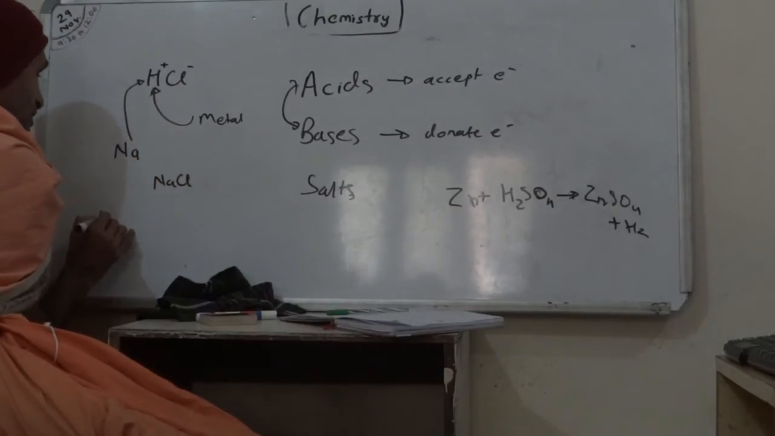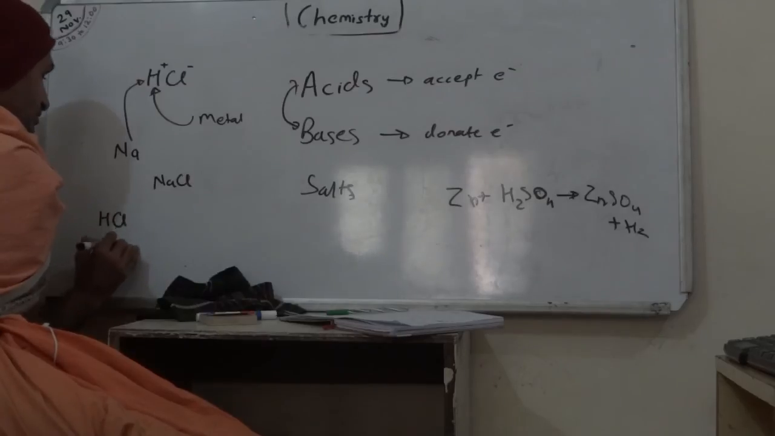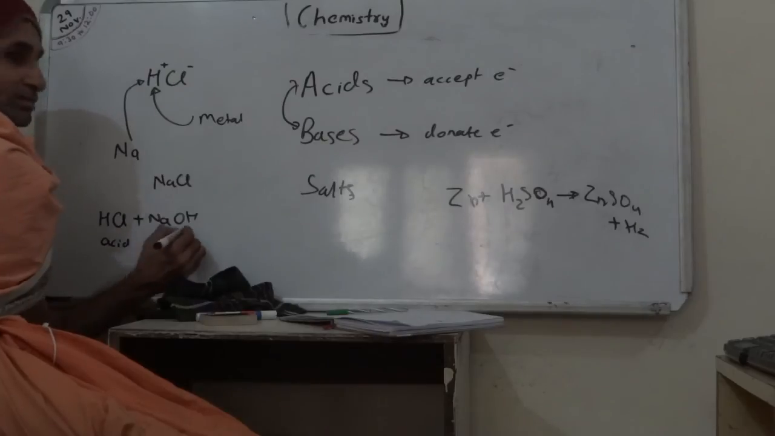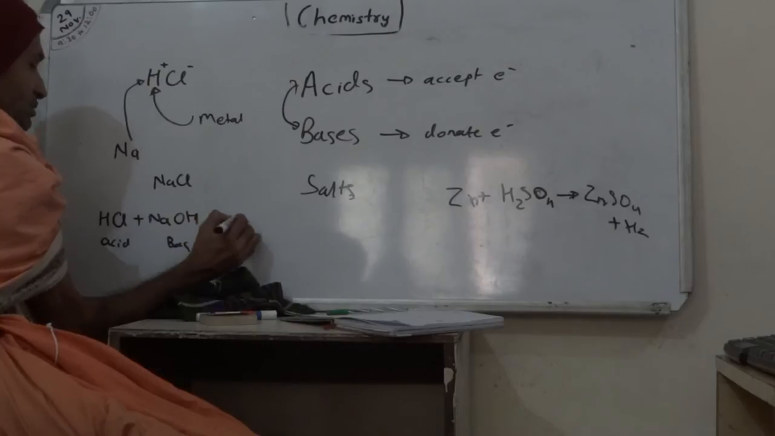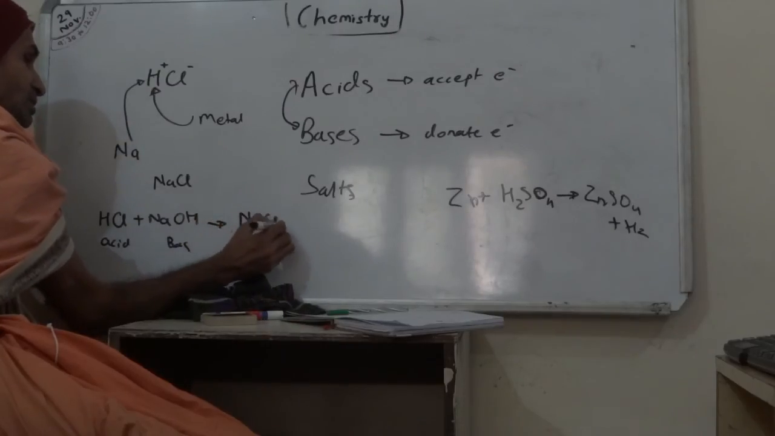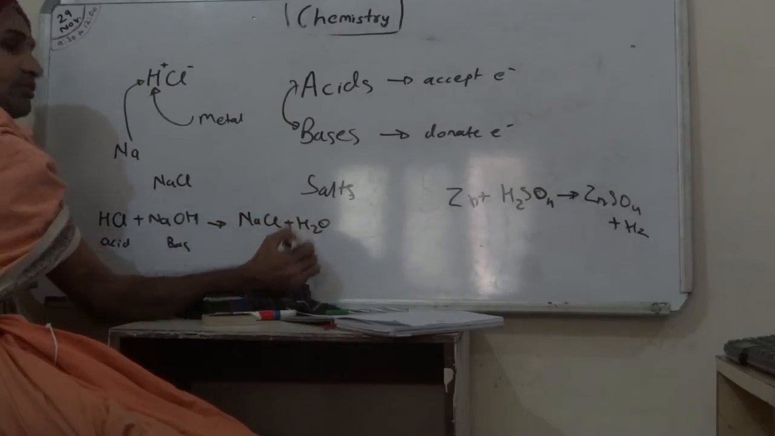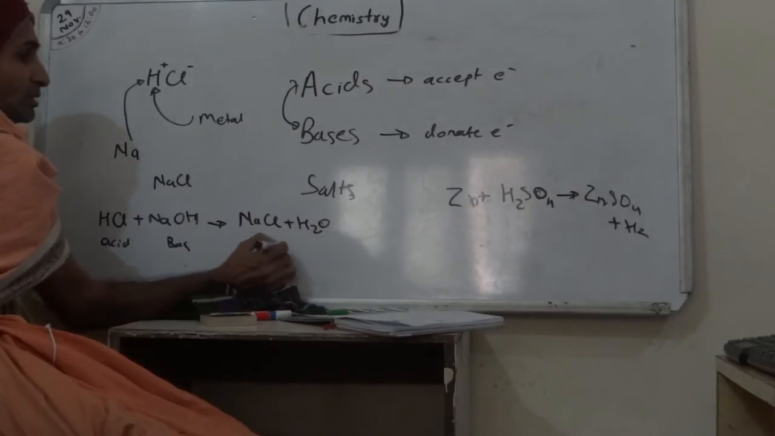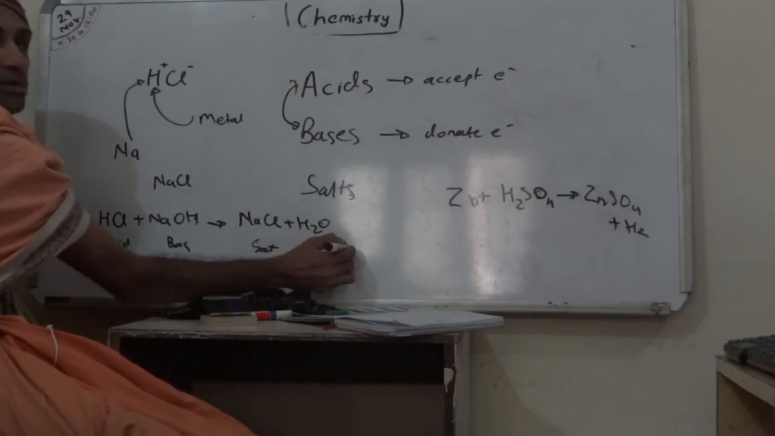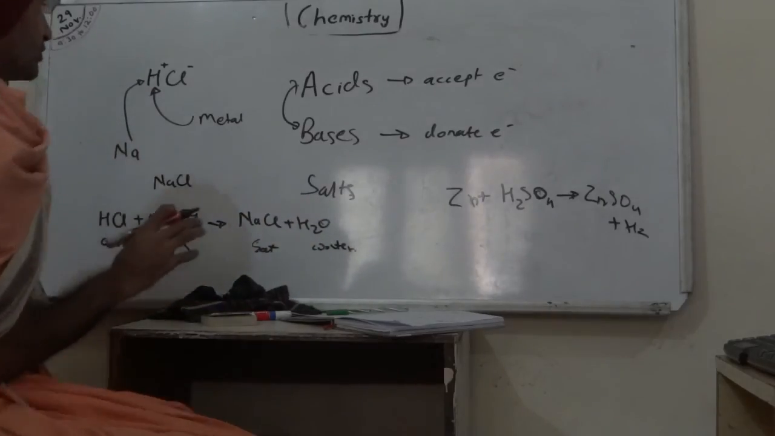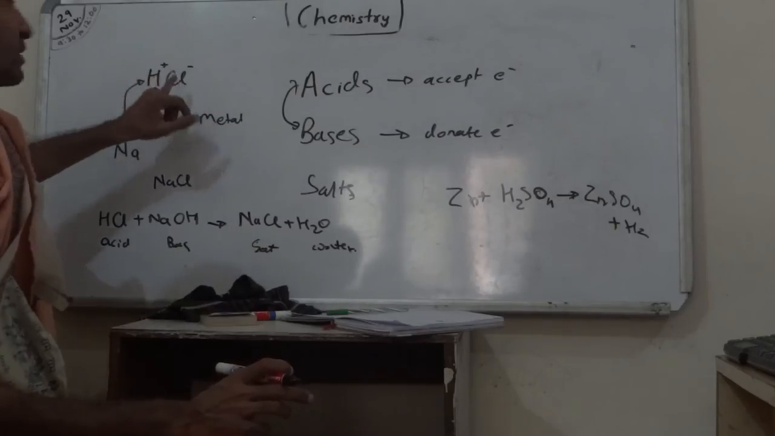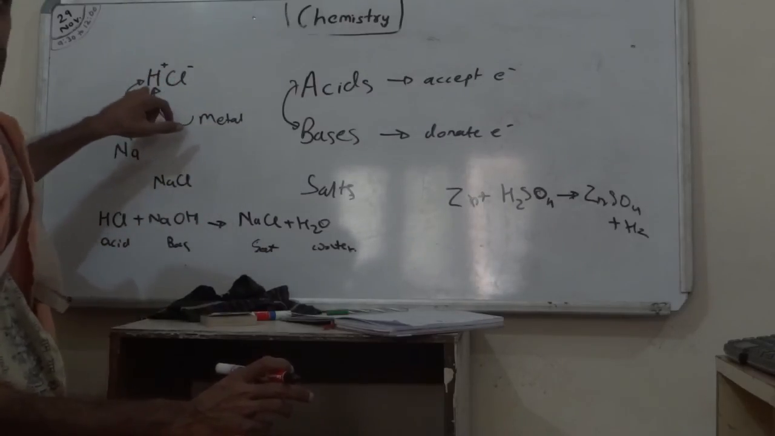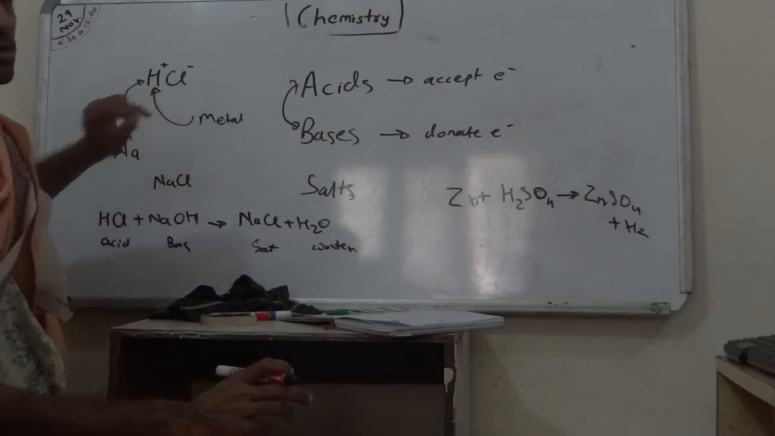So here HCl is acid plus NaOH is base. They will make NaCl plus H2O. NaCl is salt and this is water. Okay? So like this, when the cation, the positive ion, in the acid is replaced by some metal, then the resulting substance which is formed is called salt.